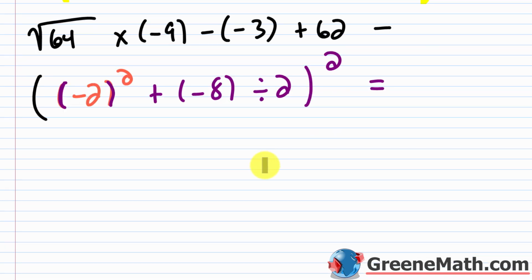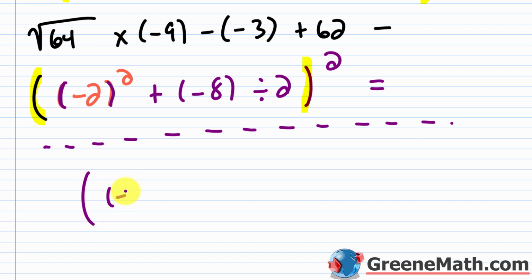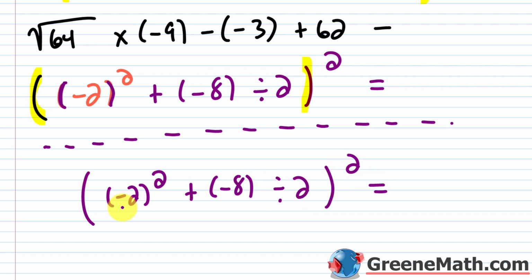In terms of what to do next, you have these parentheses here that you need to work inside. So I'm going to think about, let me just write this down here. I'll just put a little border. And I'll say that we have this negative 2. Again, this is wrapped, being squared. Plus you have negative 8, and then divided by 2. And then we're going to square this. I'm just working on this part right now.